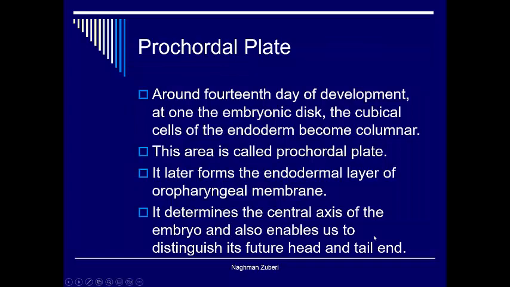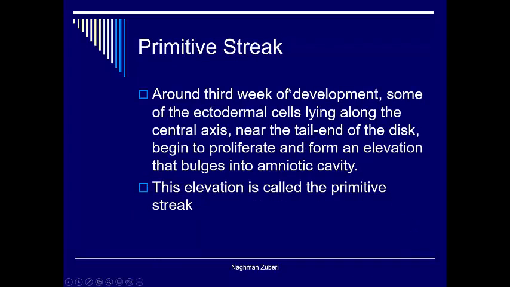Procaudal plate. Around the 14th day of development at the embryonic disc, the cuboidal cells of the ectoderm become columnar. This area is called the procaudal plate. It later forms the endodermal layer of the oropharyngeal membrane. It determines the central axis of the embryo and also enables us to distinguish its future head and tail end.